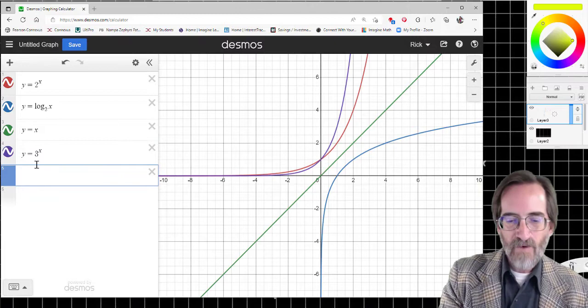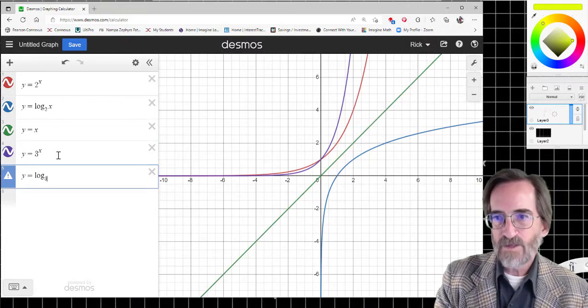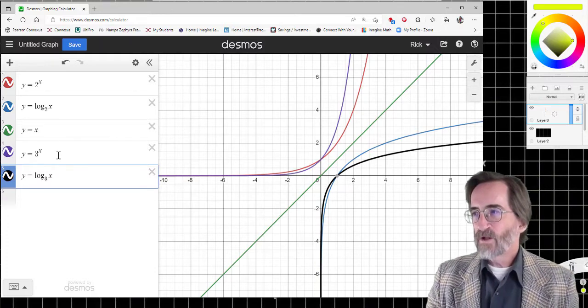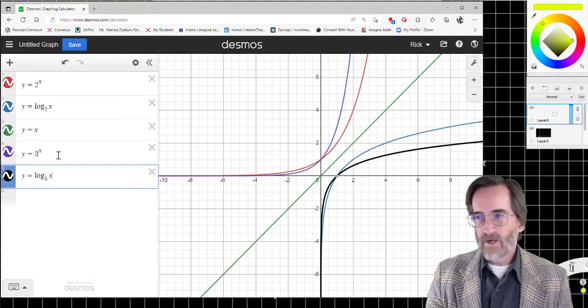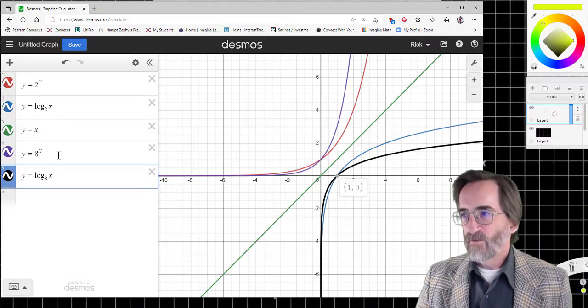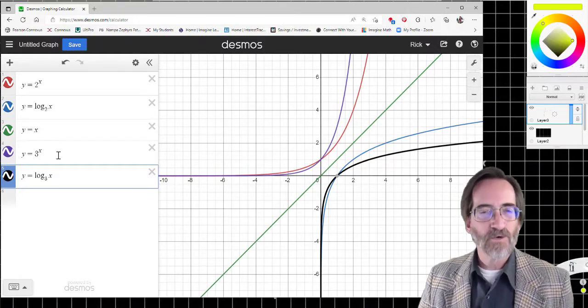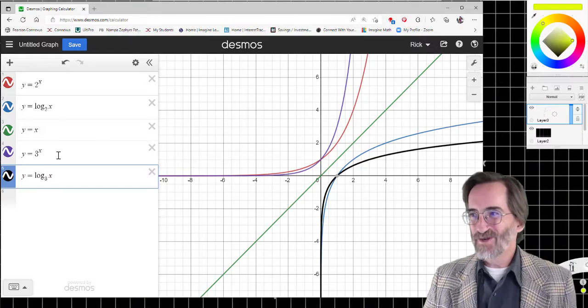Now let's graph y equals log base 3 of x. We're going to get much the same thing, right? The curve is tighter. It accelerates faster. And so on the left of 1, the log function is greater for the greater base and lesser for the lesser base. And to the right of 1, the greater base is less and the lesser base is greater. If you can keep that straight in your head.